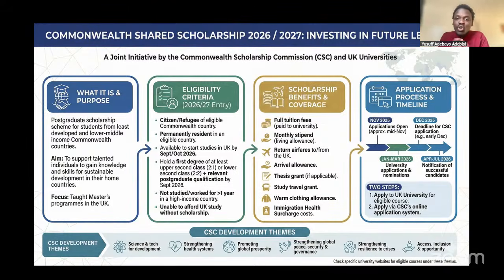But right now, you don't need to have an admission offer. Don't worry about the admission offer. Just do what is important. Submit your application to the university. Submit your application for the Commonwealth Shared Scholarship, and please do multiple applications. It's very, very important. Don't put all your eggs in one basket because you are not sure of anything yet.